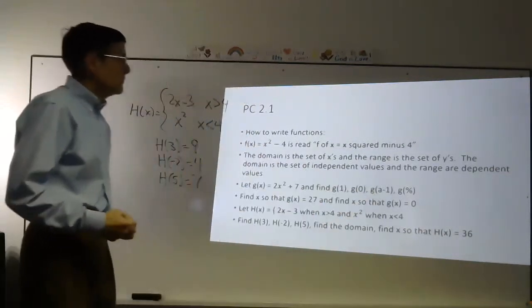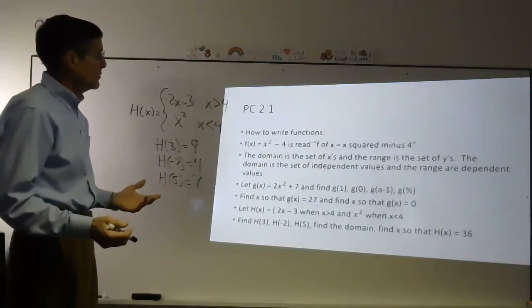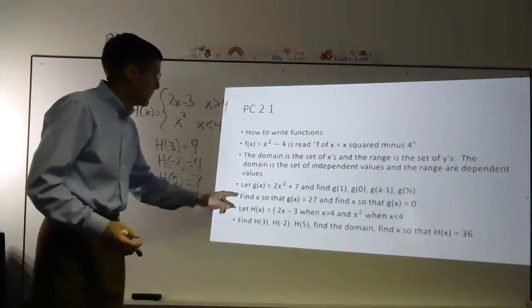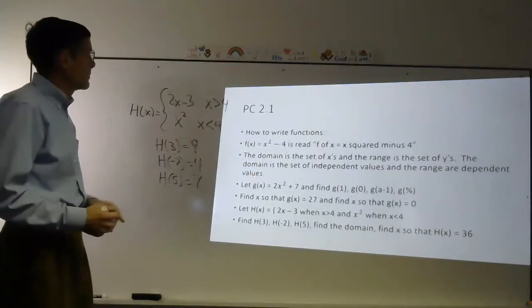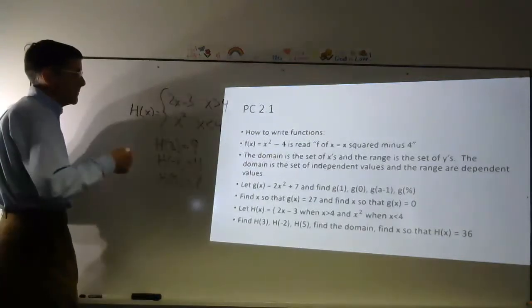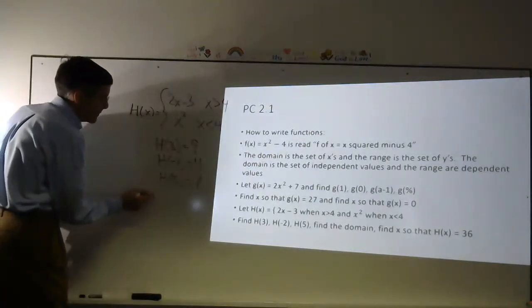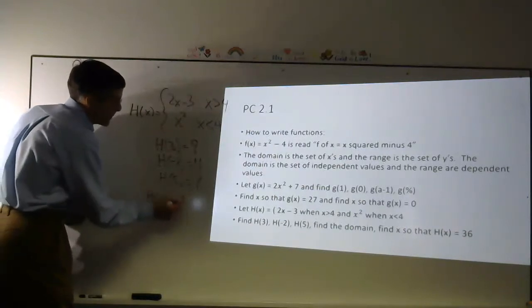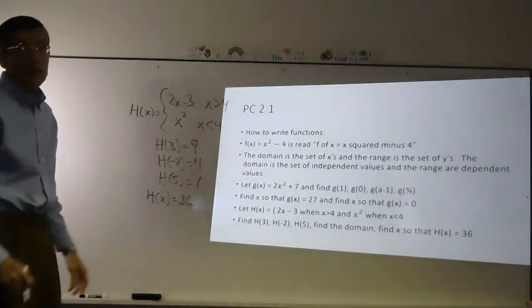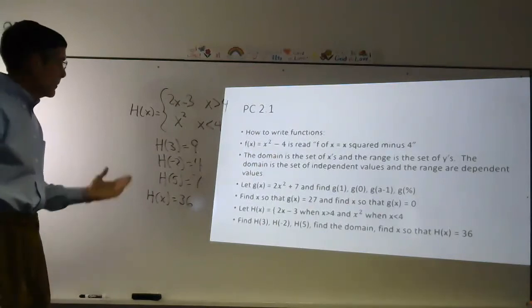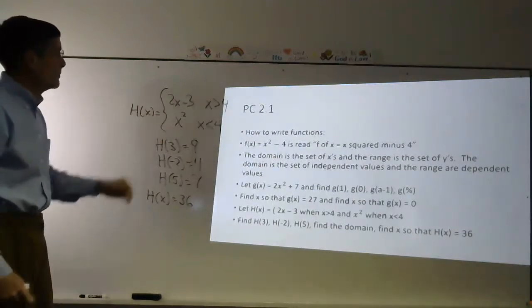Find the x value so that h of x is 36. This is just like the one we did before. Up here, we're going to do this problem backwards. If h of x is 36, now we don't know what x is. We've got to work it out for both parts.